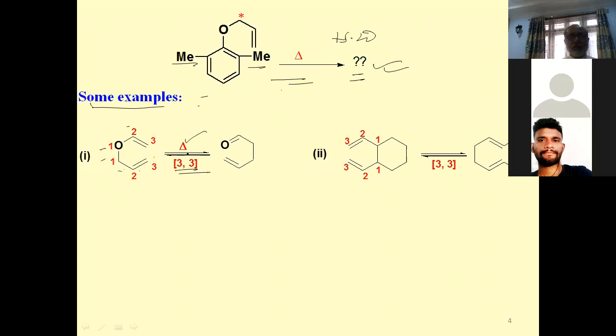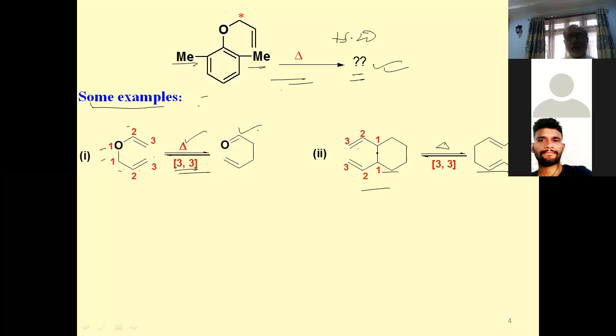Now, why thermal? We have not yet come to that. Once we take the theory, we get this. And this is going to be the product. It will be a ketone, and the double bond will be there. And if we have this one, this is also a 3,3 sigmatropic shift. This also will take place under thermal condition, and this is the product that we get.